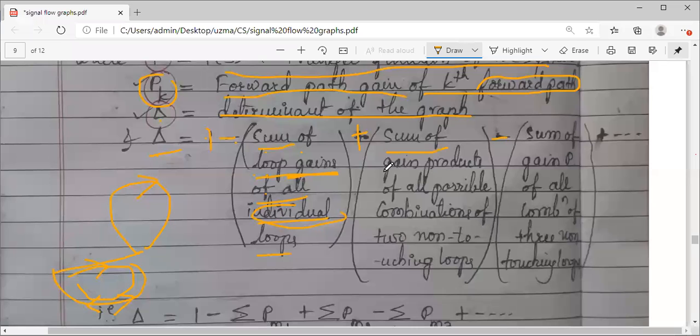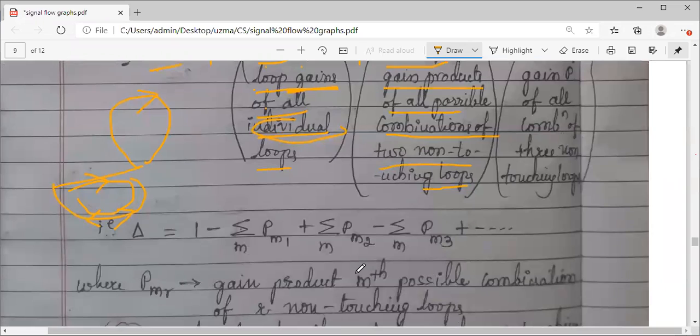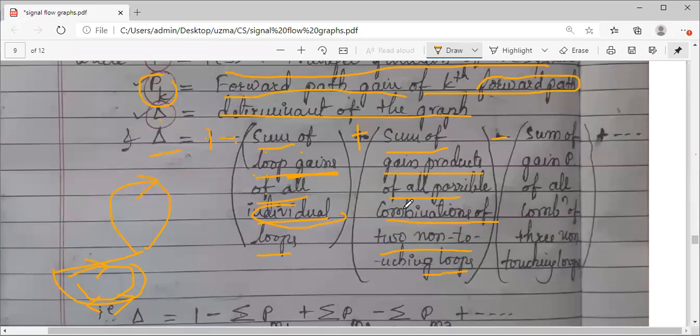The next term is the sum of the gain products, that is, loop gains of all possible combinations of two non-touching loops. You know what non-touching loops are? Loops that do not have a common node are called non-touching loops. So you have to check how many such non-touching loops there are in the given signal flow graph, and you need to add those gain products. Then the next one is the sum of gain products of all combinations of three non-touching loops. First we took single loops, then two non-touching loops, then three non-touching loops. So as of now, you understand the formula for delta.